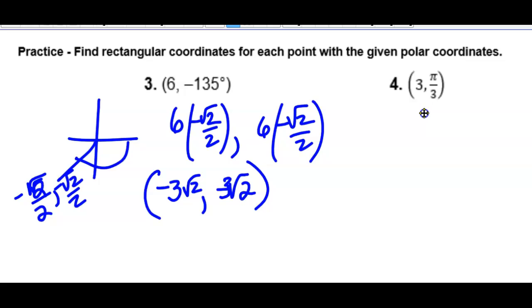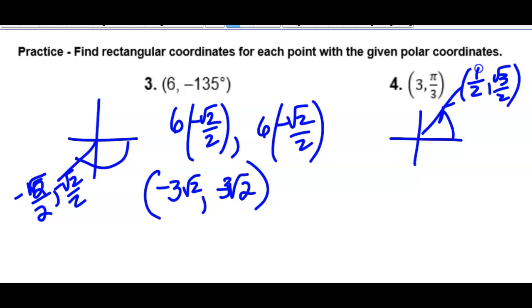Number 4 says pi over 3. If you go around to pi over 3, that's here up top, and the ordered pair at pi over 3 is over 1/2 and up square root of 3 over 2. Do you want to check me?